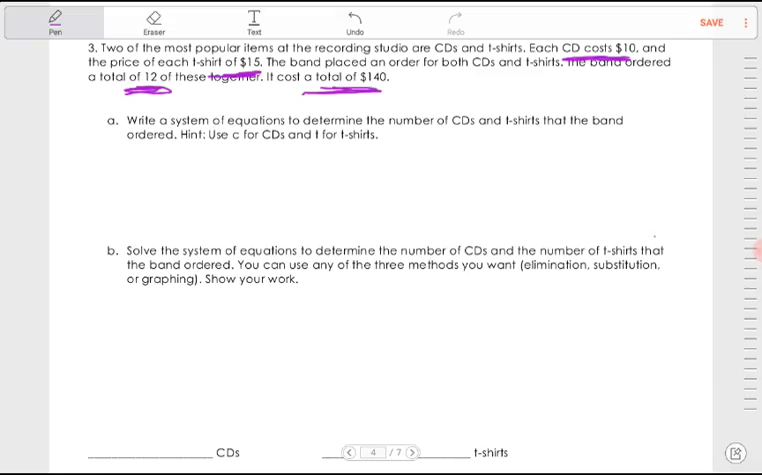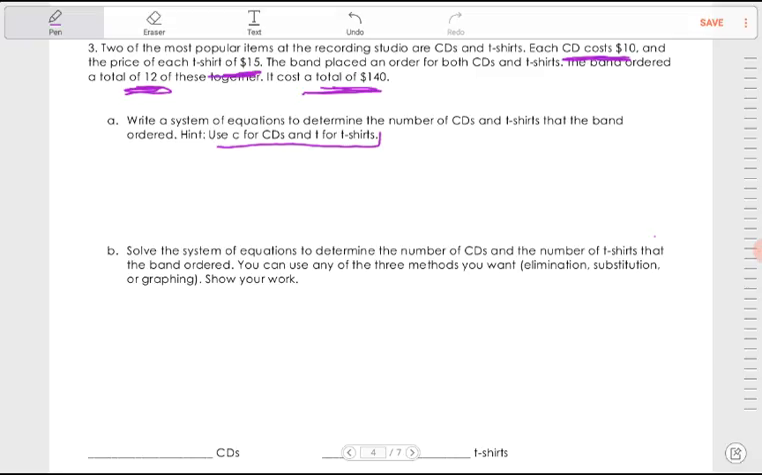Part A, write a system of equations to determine the number of CDs and t-shirts that the band ordered. Use C for CDs and T for t-shirts. So that's easy. We don't even have to tell them what we're using because they tell us. Alright, so system of equations, that means 2 equations so we can figure out what C is going to equal and what T is going to equal.